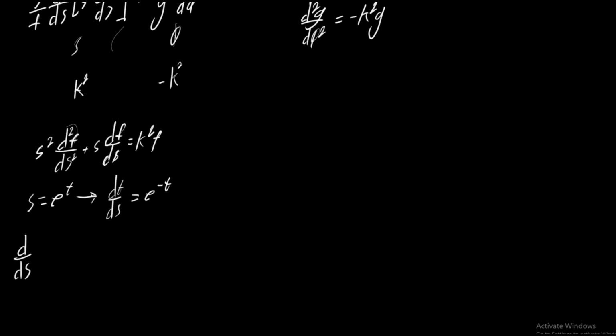So first, we're going to try to find the operator with respect to s as an operator with respect to t. And I'm going to actually write this so I don't confuse the heck out of you. This is going to be the same thing as dt/ds times d/dt. This is just a chain rule.